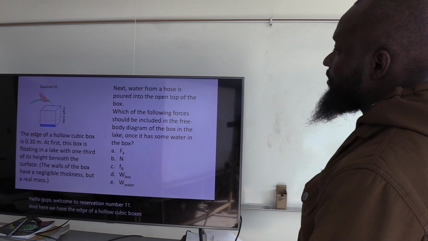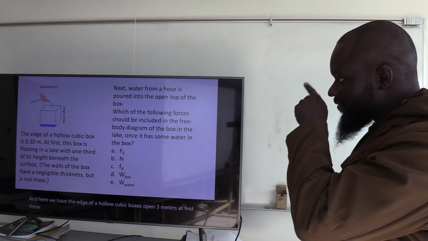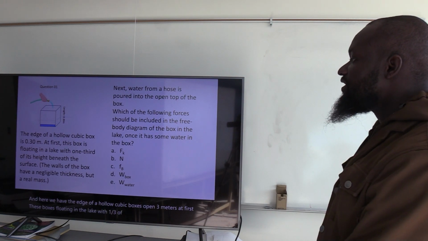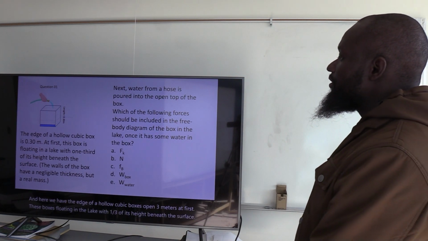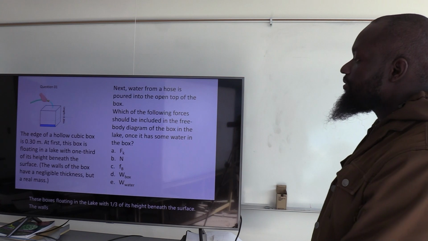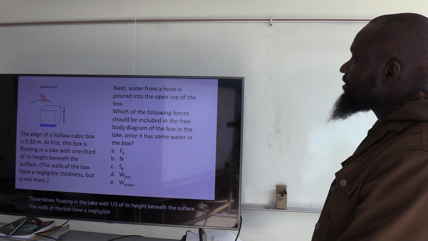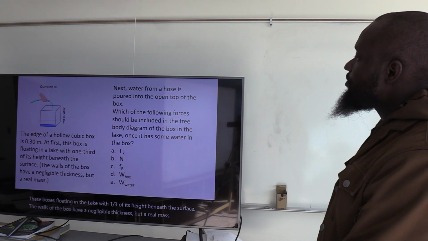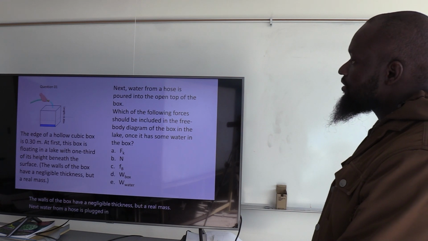Here we have the edge of a hollow cubic box is 0.3 meters. At first, this box is floating in a lake with 1/3 of its height beneath the surface. The walls of the box have a negligible thickness but a real mass. Next, water from a hose is poured in the open top of the box.